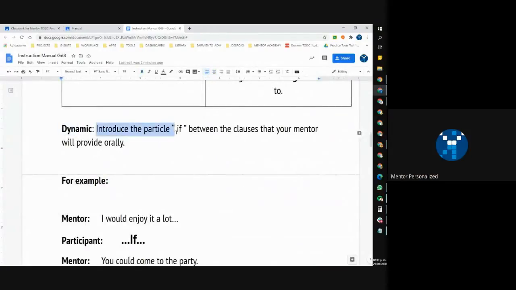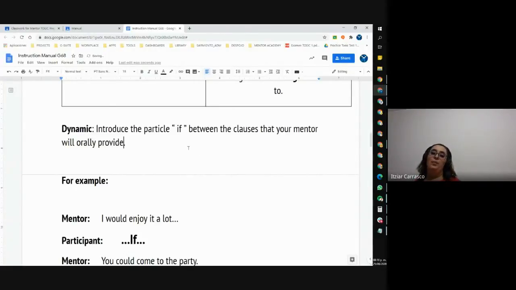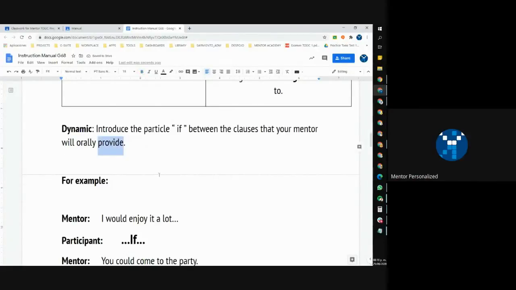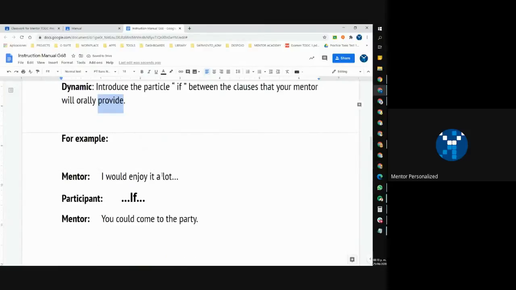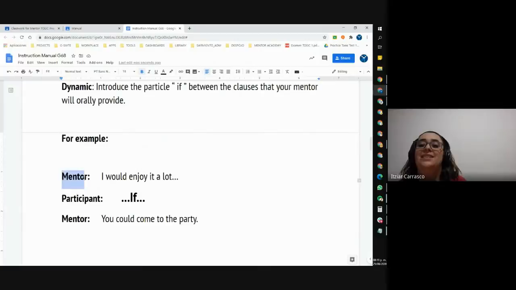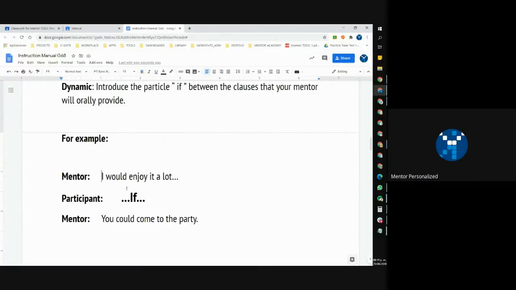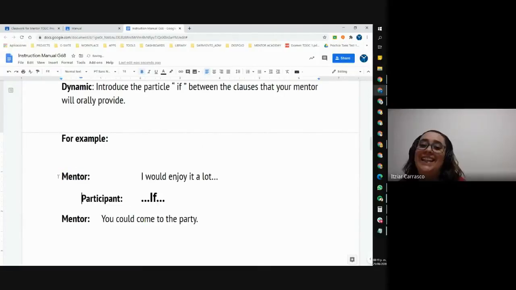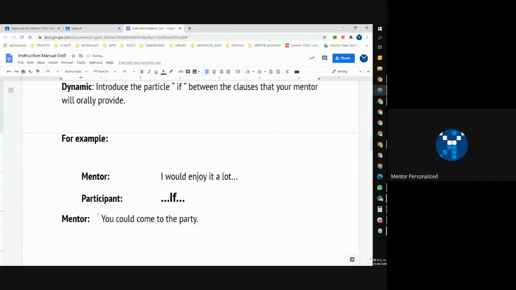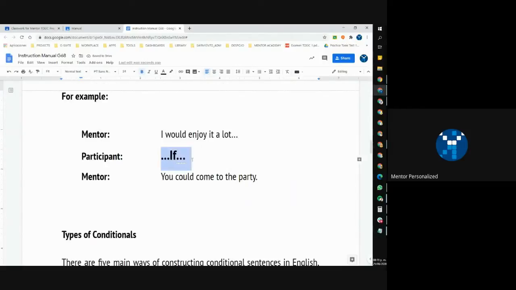Dynamic. Introduce the particle "if" between the clauses that your mentor will provide orally, or will orally provide. Repeat: orally provide. What is the translation for "provide"? "Proveerá", como el Señor, exactamente. Very good. I say the result, and you only introduce the particle "if".